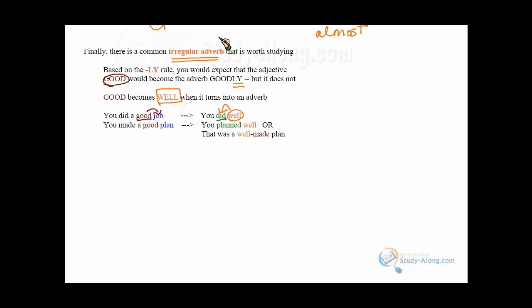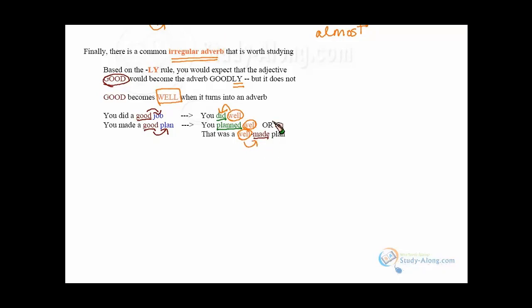Or another example, you made a good plan. What kind of plan or thing did you make? You made a good one. Adjective. What if I want to describe the action of planning that I took? I want to tell someone how I planned. Then I would say, you planned well. Or I could say, that was a well-made plan. Right? And then well would be the adverb describing the adjective made.